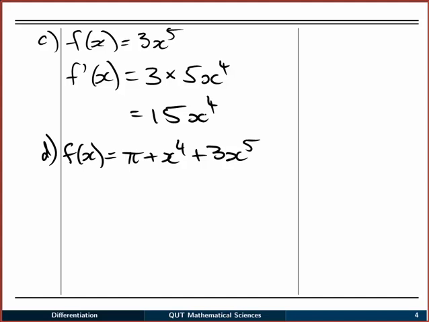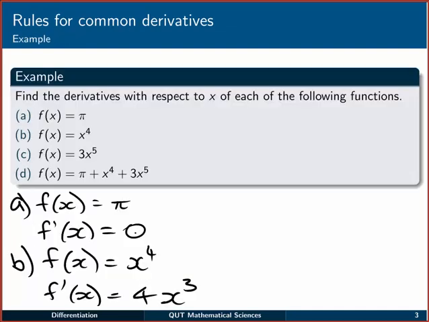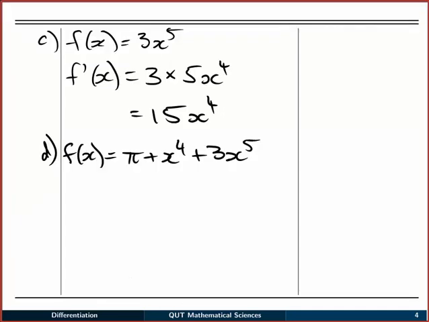Finally, in D, f of x is equal to the sum of the three functions we've already differentiated. In the table, it tells us that when we have a derivative of a sum, it's just the sum of the individual derivatives. So we can use our three results of 0, 4x to the 3, and 15x to the 4 to give us that f dash of x is equal to 4x to the 3 plus 15x to the 4.